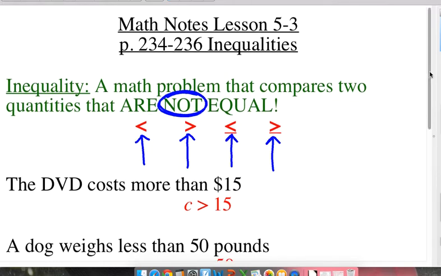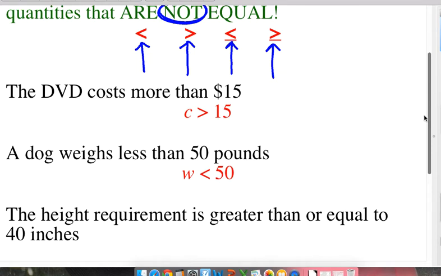So, for example, you can see here, if I scroll down a little bit, the first scenario for representing an inequality is this one. The DVD costs more than $15. That means we don't know exactly how much it costs, but whatever the cost is, that's our mystery number, that's C. The cost is C. We do know that it is more than $15. It might be $15.01, it might be $20, but the cost of the DVD, C, is greater than 15. That's an inequality that represents that real life scenario. The cost of the DVD is more than $15. So C is greater than 15.